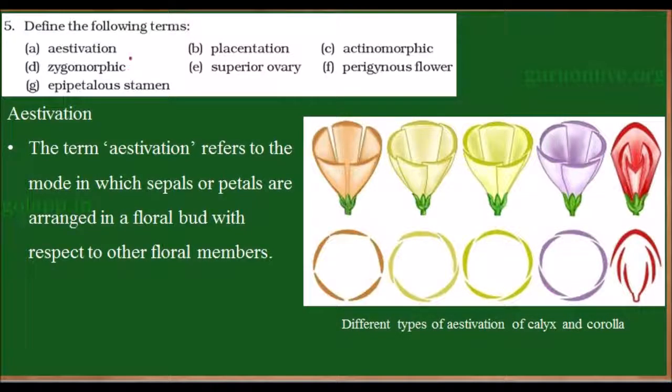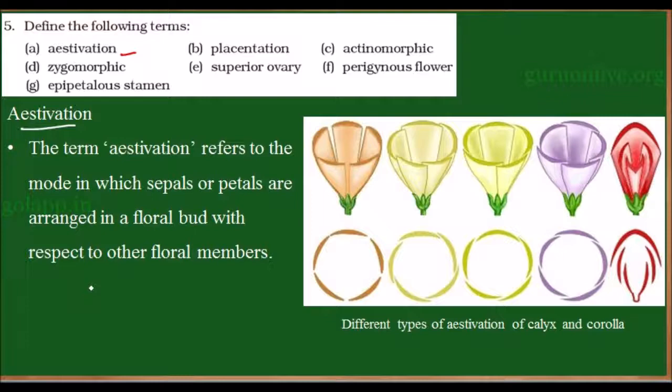Define the following terms: estivation, placentation, actinomorphic, zygomorphic, superior ovary, perigynous flowers, epipetalous stamen. So students, let us learn the definition of each term. And the first word is estivation.